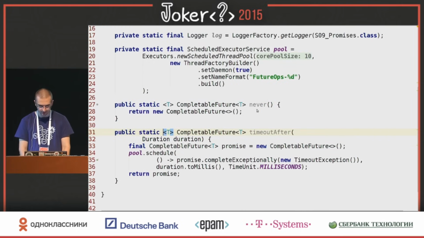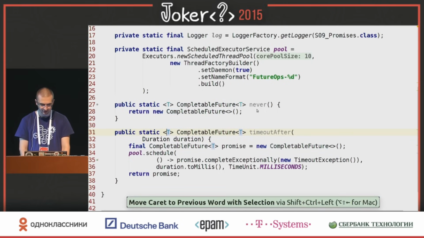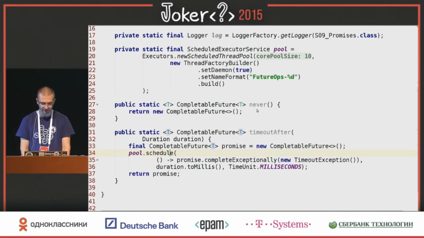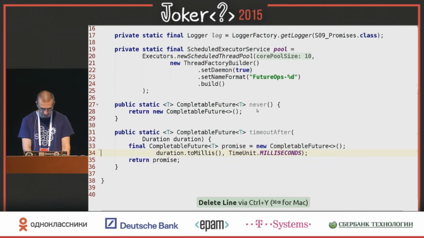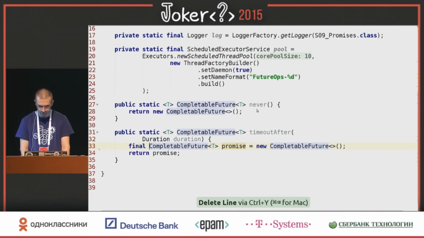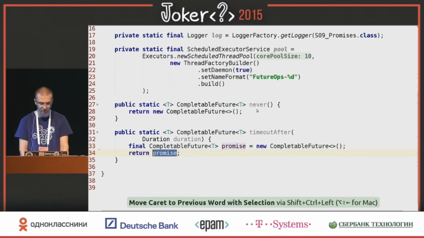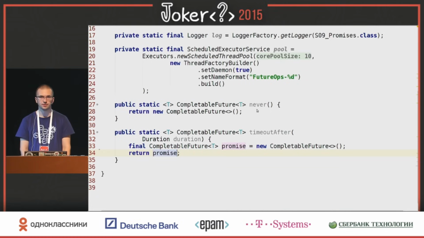So let's say I want to create a future of type T that never completes normally. However, if you wait long enough, it will throw a timeout exception. So this is how it can be implemented. Let's just forget about these lines for a second. I'm creating a future, and I'm returning it. I'm calling it a promise, but it doesn't really matter. This is very simple, similar to the method above called never.